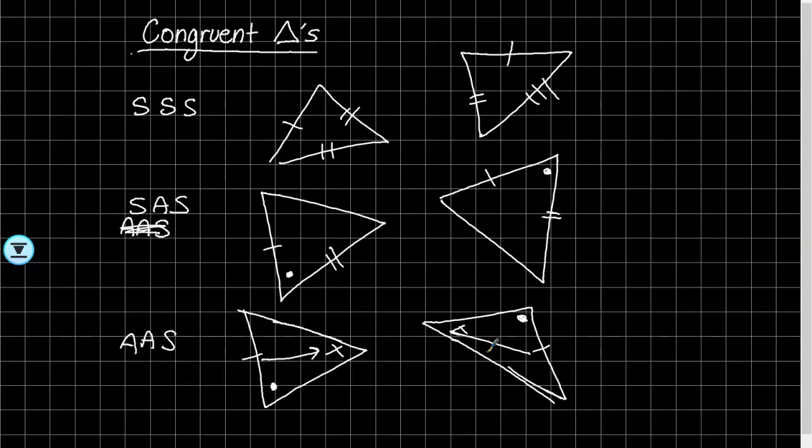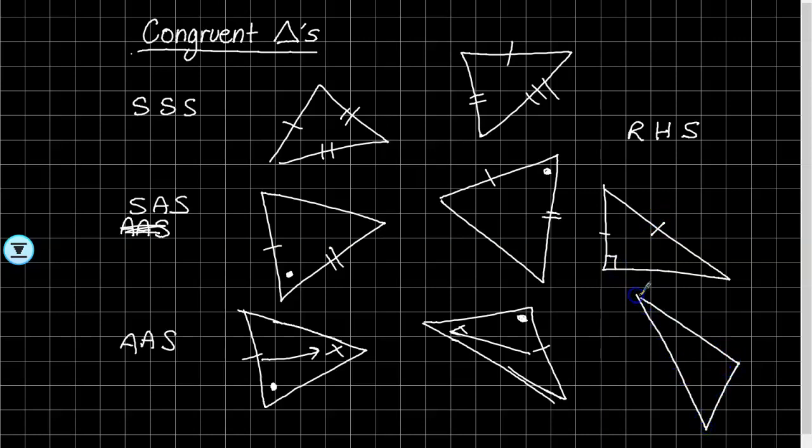And then what's the 4th one? RHS, right angle, hypotenuse, side. So if I have this one, I've got the right angle, I've got one side the same, and it has to be the hypotenuse. So can I make a right angle here? It has to be the hypotenuse and then that other side there. Be careful because you always have to give the reason as to why something is congruent or not. We're going to do a quick run through of that in a minute.